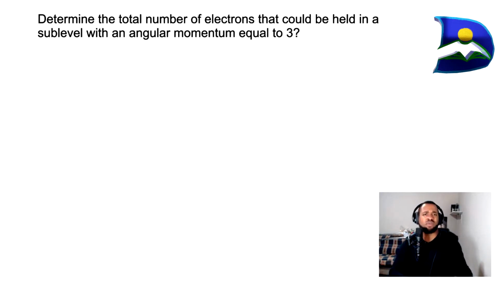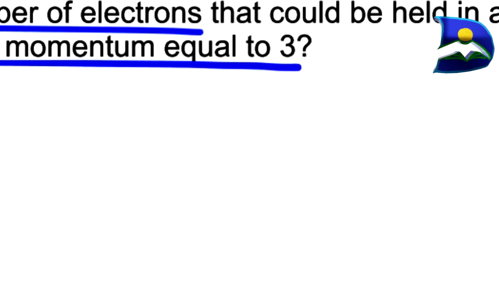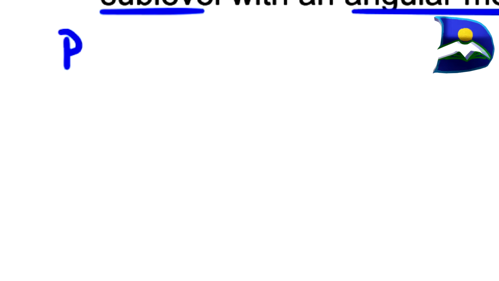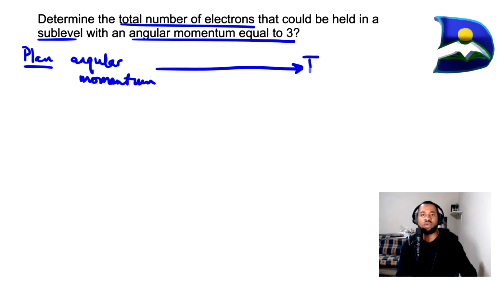There are a couple of things to keep in mind here. One is the total number of electrons that could be held in a sub-level with an angular momentum equal to 3. Looking at the plan here, the plan is to start first from angular momentum, and from the angular momentum we're going to go all the way to the total number of electrons in a specific sub shell. The angular momentum will lead us to how many electrons are found in that sub shell.